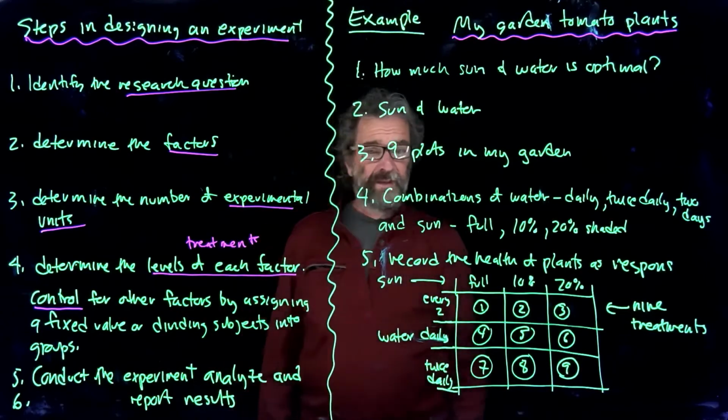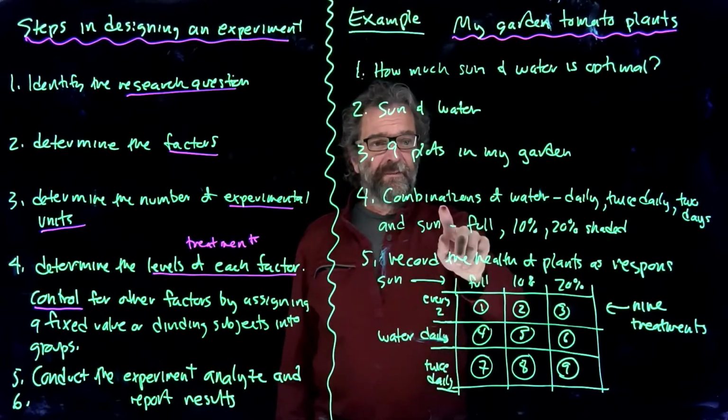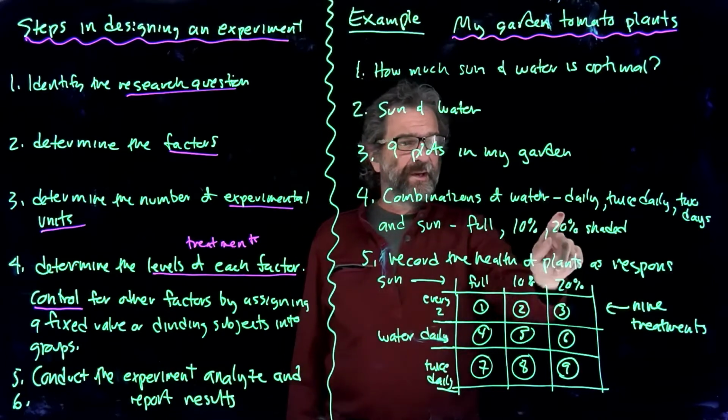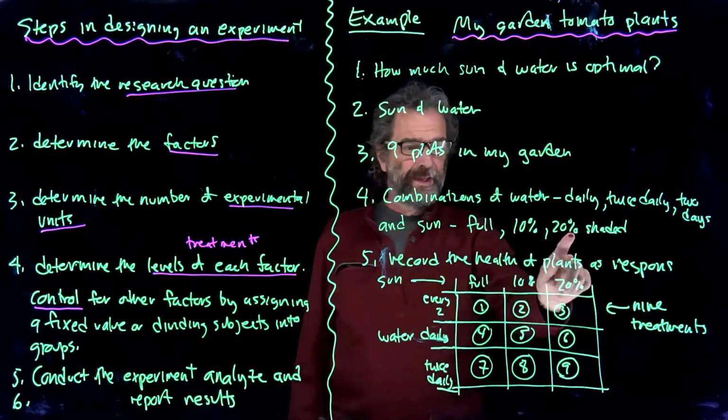And then I'm going to use treatment levels for each factor, water and sun. My treatments are going to be a combination of watering, daily, twice daily, every 2 days, and sun, full, 10% and 20% shaded.